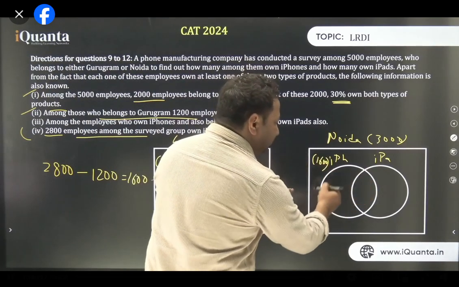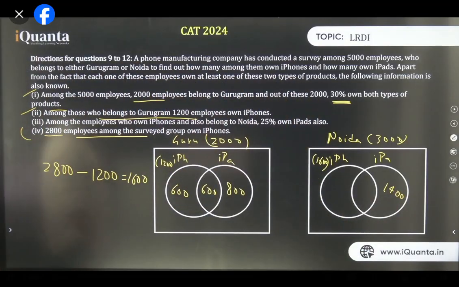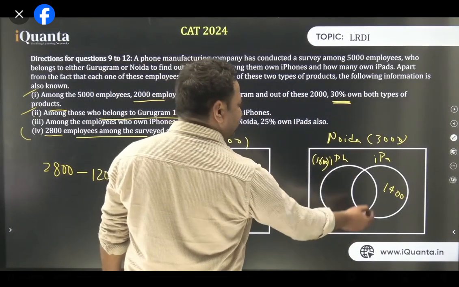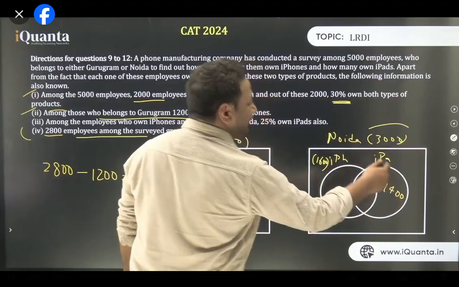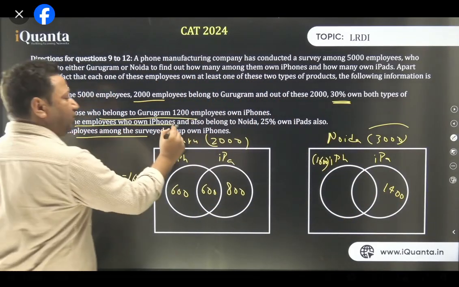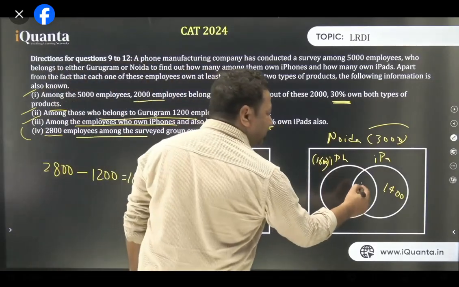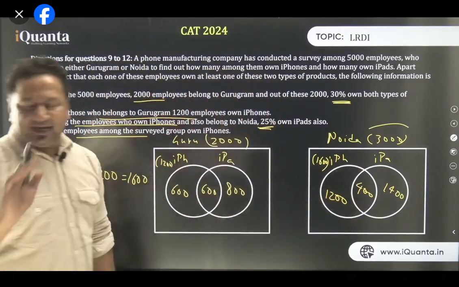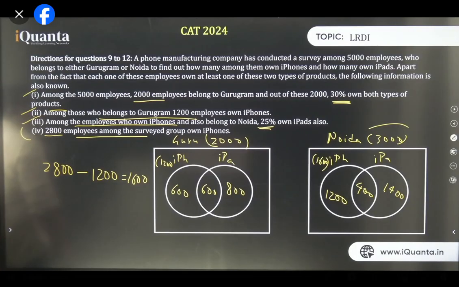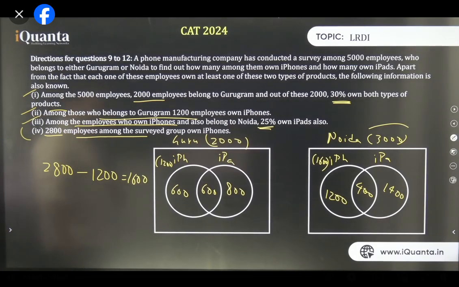This whole circle represents 1,600 iPhone. That means this will be 1,400. Out of 3,000, the remaining 1,400 will have only iPads. Cool enough? Now coming to the third statement. Among the employees who own iPhones, now it's easy. 1,600 have iPhones, 25% of them, 400, also have iPads. 400 goes here, 1,200 goes here. I have removed X altogether. One should not love X anyway. The statement has multiple meanings. I hope it's clear to all of you now.